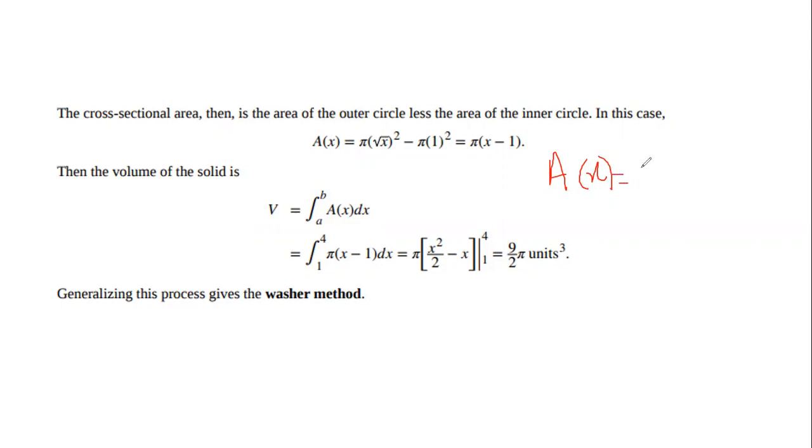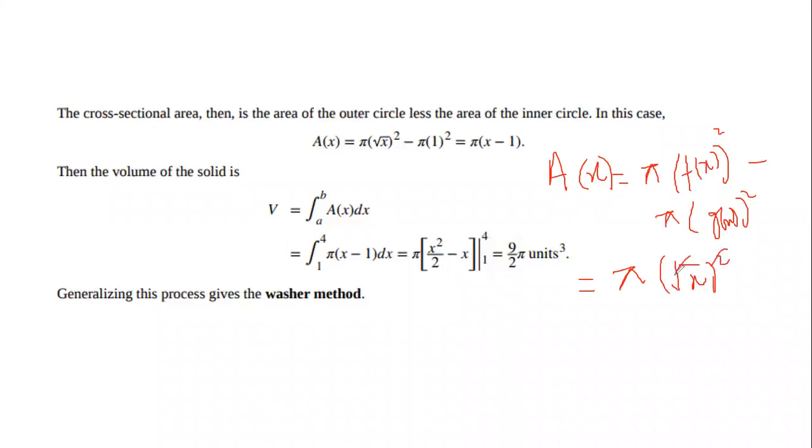So the area will be pi r square. In the first case, r is my function f of x, so pi f of x square minus pi g of x square. So it will be pi times under root x whole square. This square and this under root cancel out, and pi times 1 square is 1. Taking pi as a constant, it is x minus 1. So this is the area A of x.